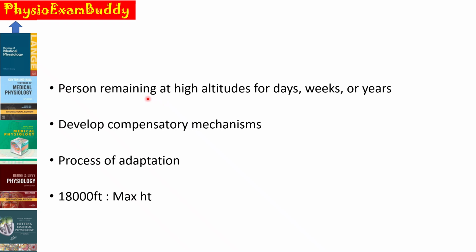That is when a person ascends to high altitude and stays there for days, weeks or years, he slowly develops various compensatory mechanisms to increase his altitude tolerance, and this process of adaptation is known as acclimatization, and the maximum height up to which the adaptation occurs is 18,000 feet.